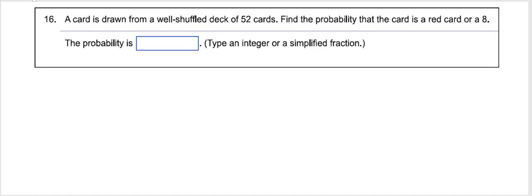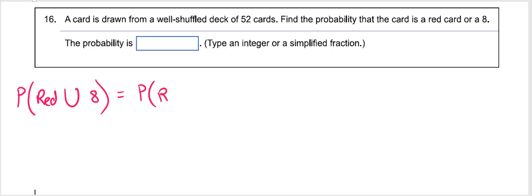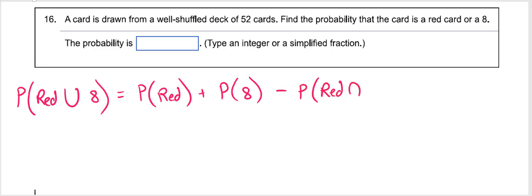Number 16. A card is drawn from a well-shuffled deck of 52 cards. Find the probability that the card is a red card or an 8. So the probability that it's red or that it's an 8. Well, that's equal to the probability of a red plus the probability of an 8 minus the probability of a red and 8 card.